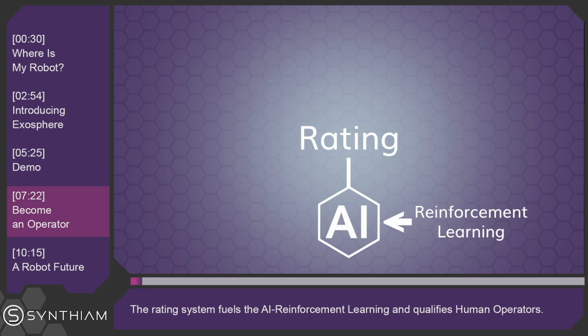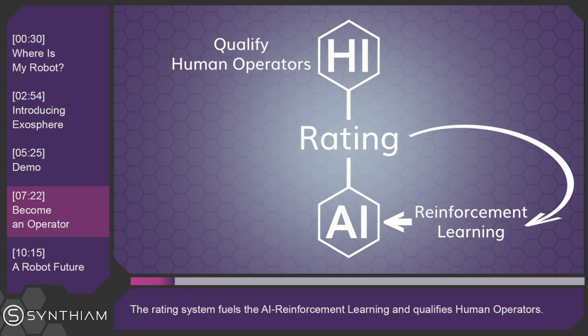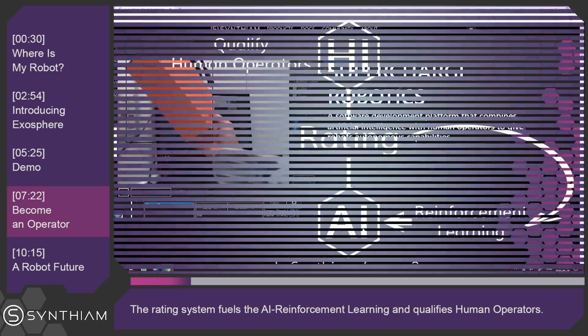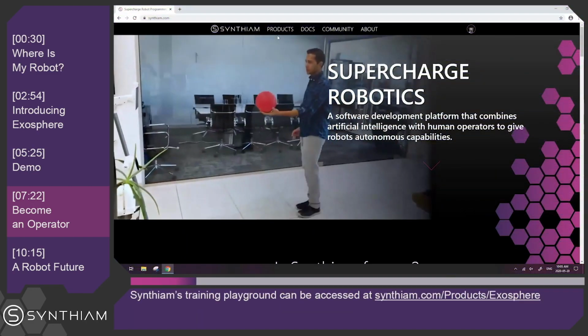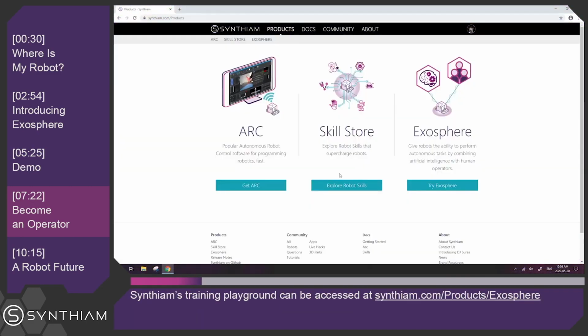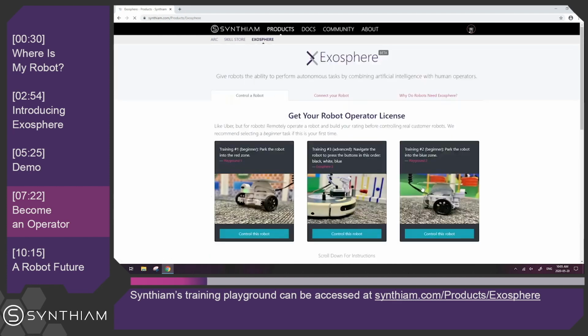We also use this rating system to fuel and feed the reinforcement portion of the machine learning database, as well as to qualify humans. We set up something called the training playground. On the website for Synthium, under products and Exosphere, you'll find Exosphere and all the tasks that are currently loaded. These three tasks are always going to be there because these are training tasks.